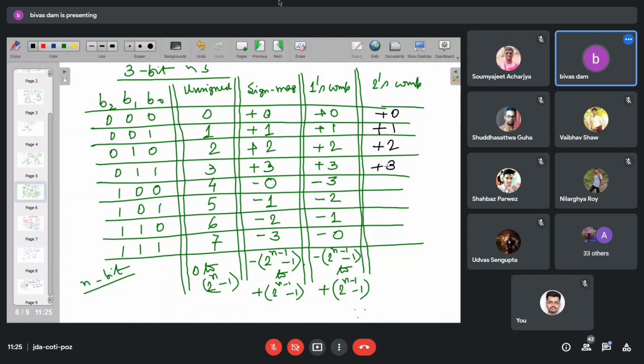Now 100. What is the sign? Minus. As it is a negative number, to find out the magnitude, what you need to do? Take its 2's complement. What is the process for the 2's complement? Copy up to the first 1. Where is the first one coming here? At the MSB itself. So the magnitude is 100 itself. So how much is that?